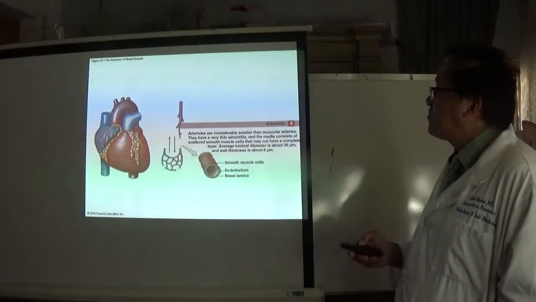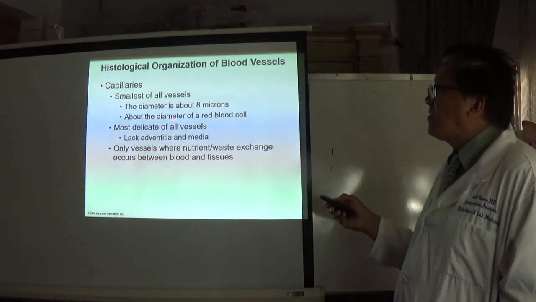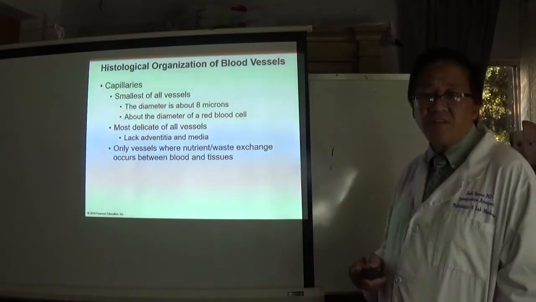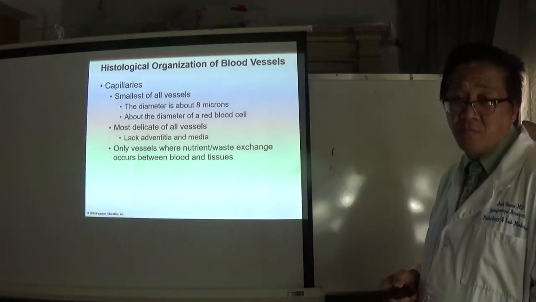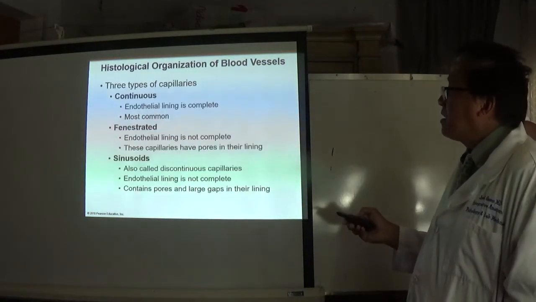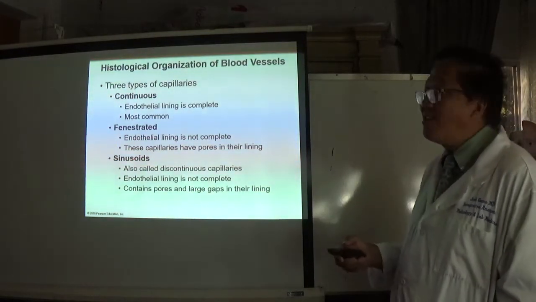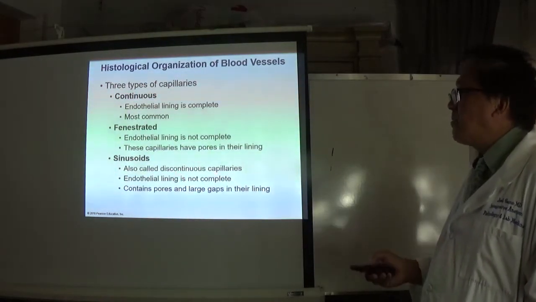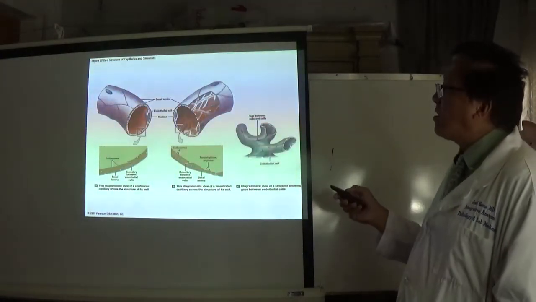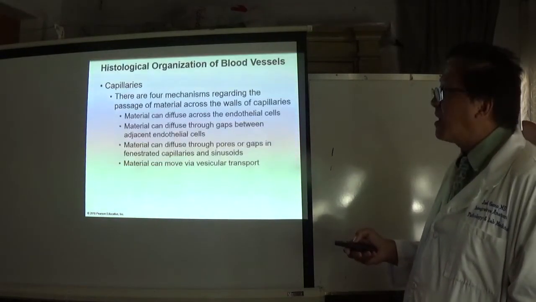And of course, you have this slide showing you the arteriole. And the capillary, smallest of all the blood vessels, only 8 microns in lumen diameter. That is more or less the size of a red blood cell, so it can go through, because it's the red blood cell that transports oxygen and carbon dioxide. And again, capillaries could be continuous, fenestrated, or sinusoids, which are called discontinuous capillaries. So be aware of the difference between these types of capillaries and the significance and roles that they play, okay?